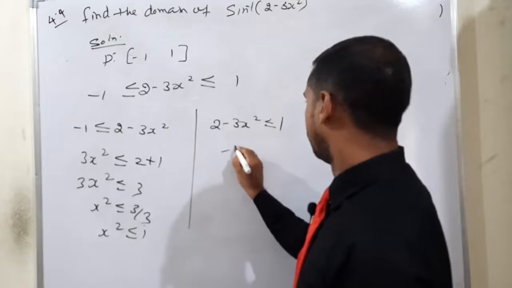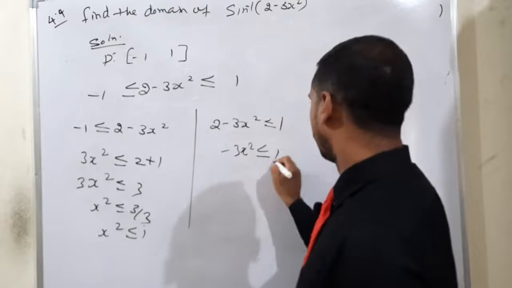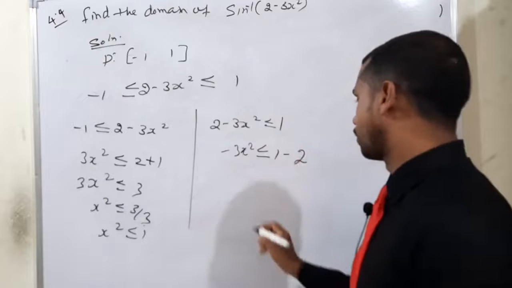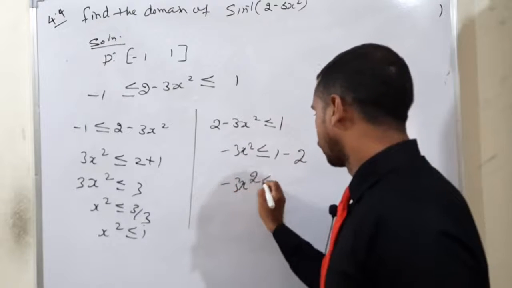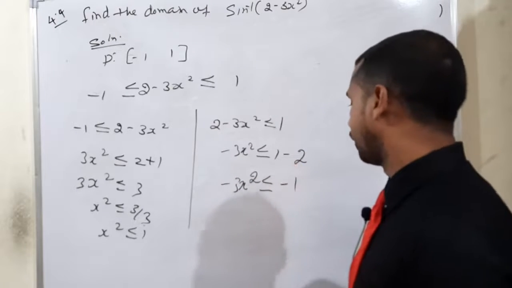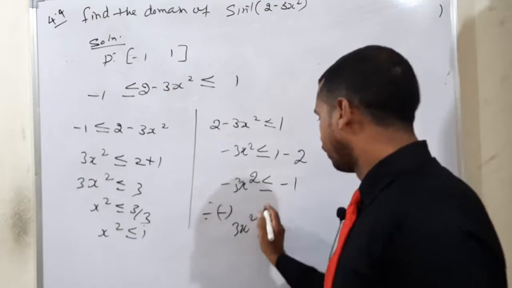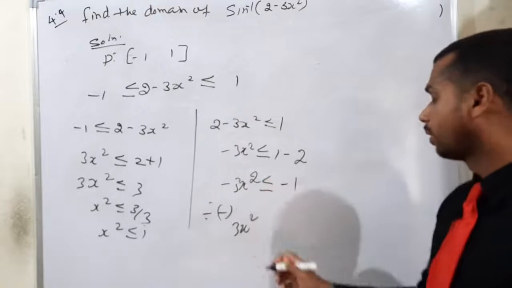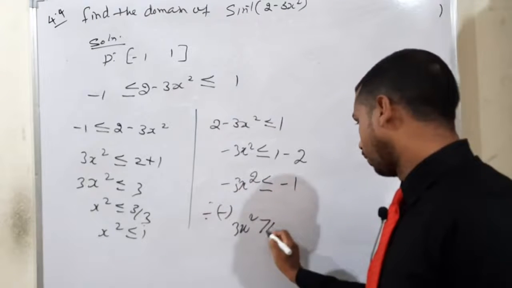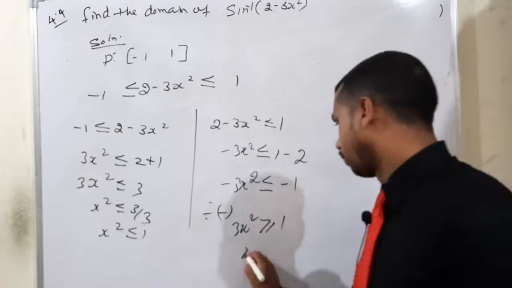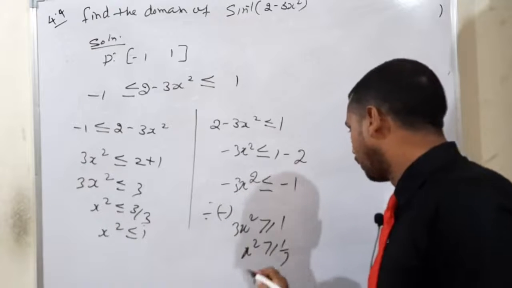So minus 3x square as it is, plus 2 brought to the opposite side means minus 2. Again minus 3x square less than or equal to 1 minus 2, means minus 1. The whole term divided by minus, what will happen? Definitely the inequality symbol changes to greater than or equal to positive 1. Therefore x square greater than or equal to 1 by 3.